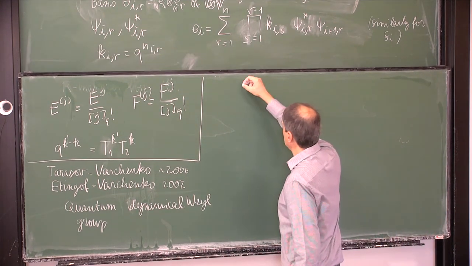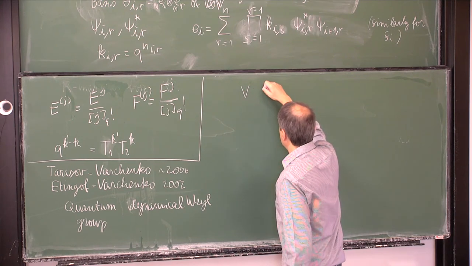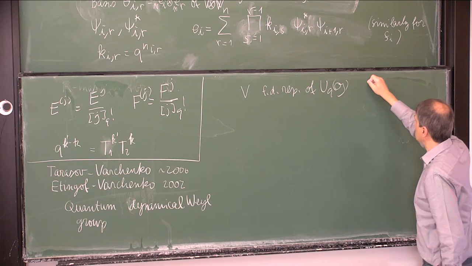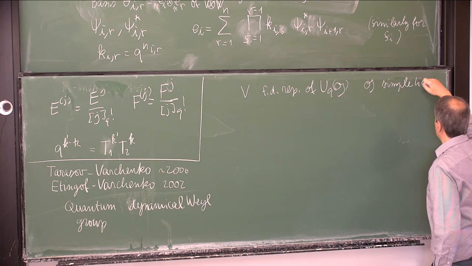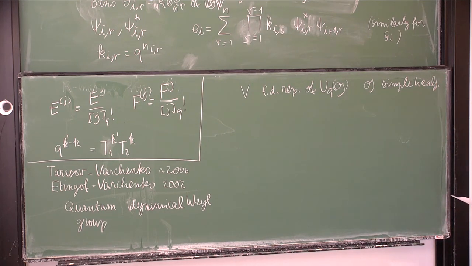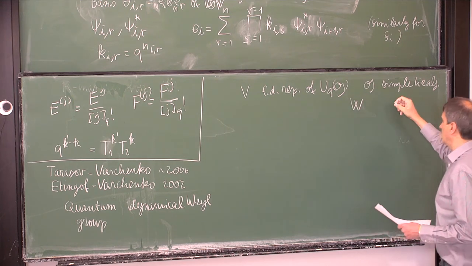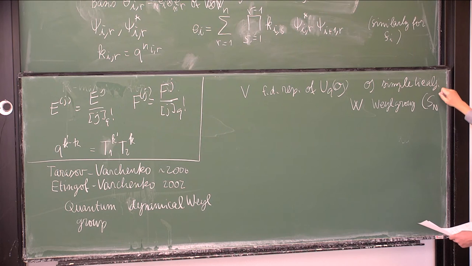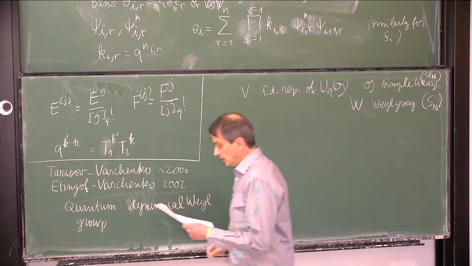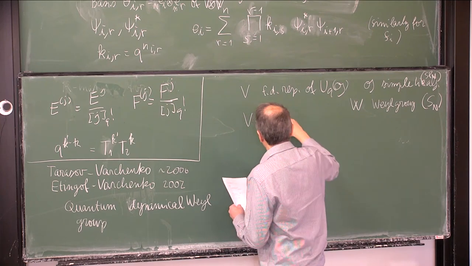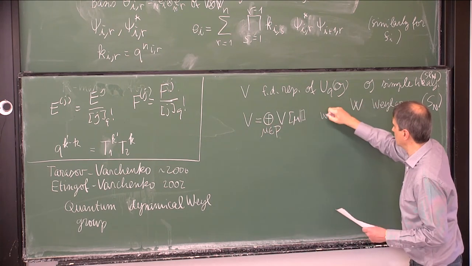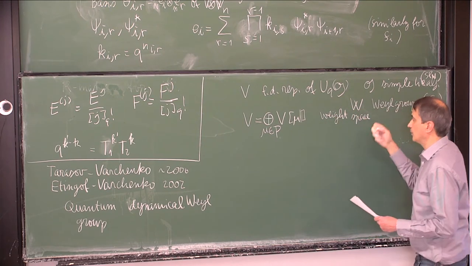So what they do is they construct, so suppose you have a finite dimensional representation V of U_q of g. It will be a little more general. So g is a simple Lie algebra. And then you have W, the Weyl group. So in our case, it is a symmetric group S_n. And now, you have some weight space decomposition in the weight lattice, so eigenvalues of the Cartan.